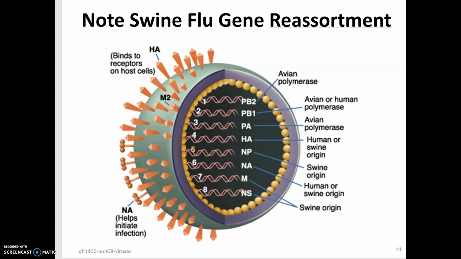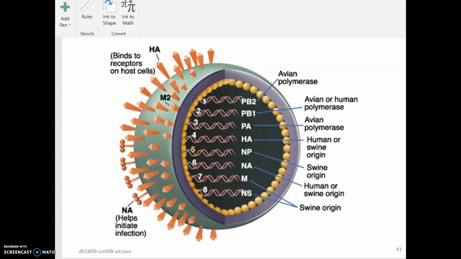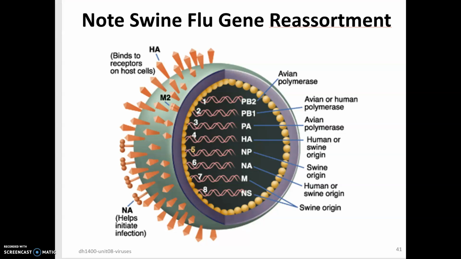So this is an interesting slide, and this is showing antigenic drift, and it's showing a virus that has many different genes. It's got 8 different genes. And if you look onto the right side of the slide, you'll see where these genes originated from.